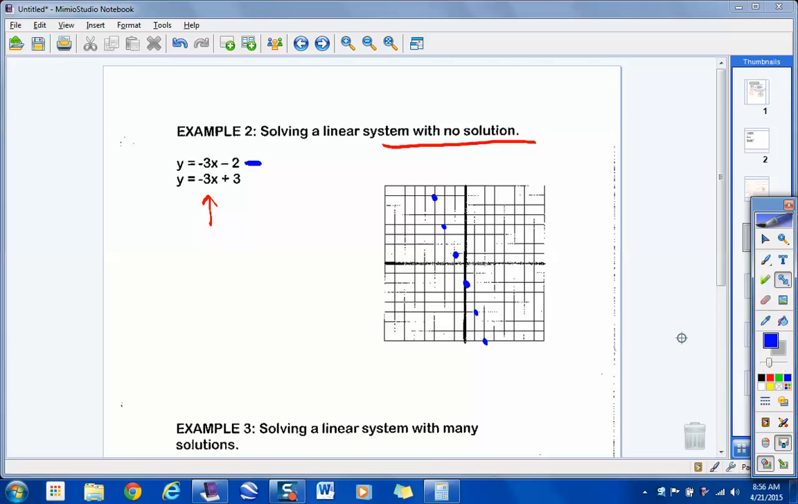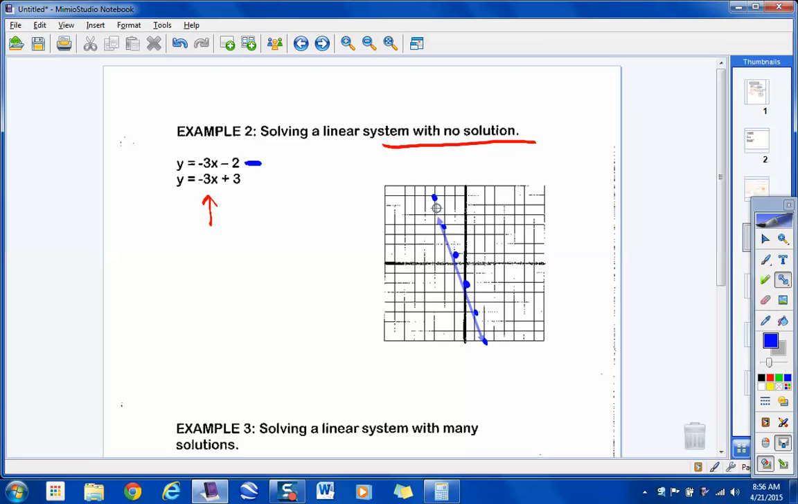All right, drawing my line through that real quickly. Okay, you guys agree with that line right there? Everybody agree with that? Yeah. Okay, let's graph the next one.